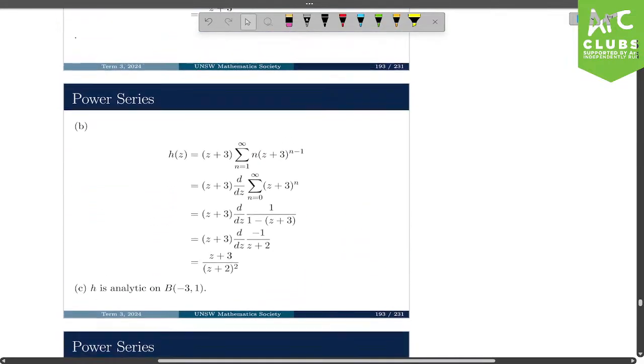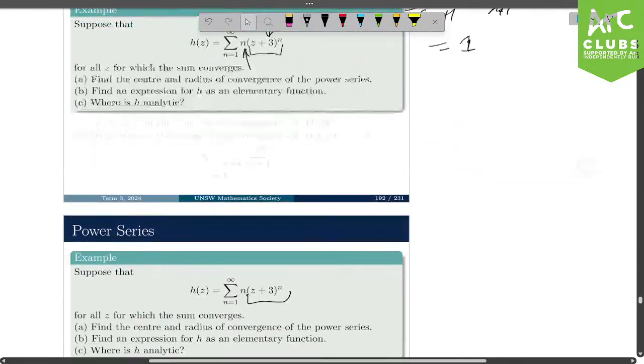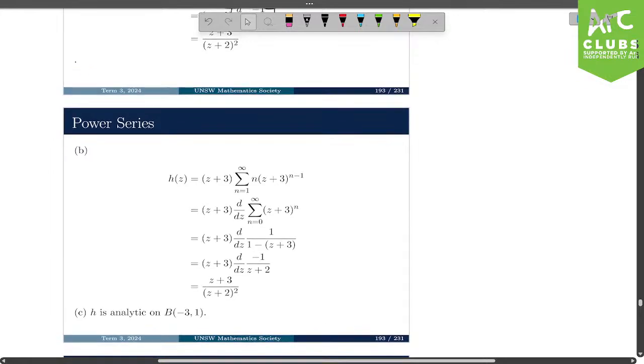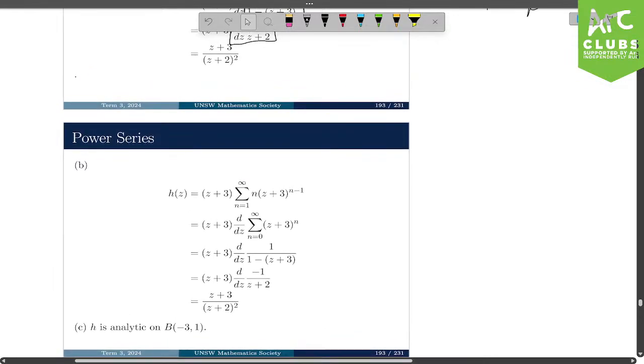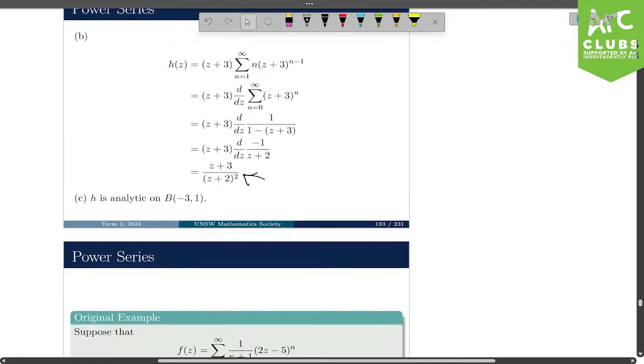So next up, third part of the question, where is h analytic? So that is just where it is differentiable, and it is differentiable inside the ball because it converges inside there. And we're just dealing with this function inside the ball, which we know is differentiable inside the ball. Fantastic. All right.